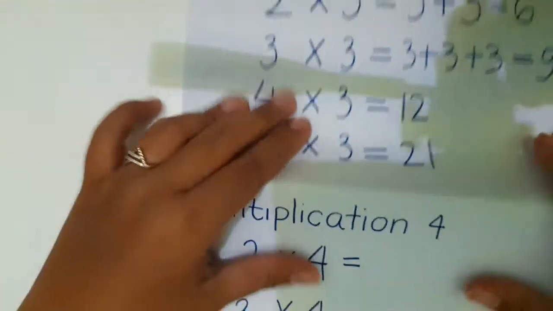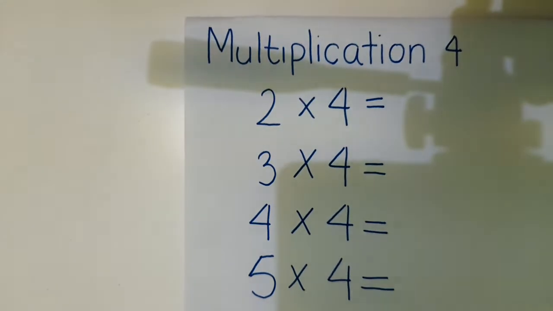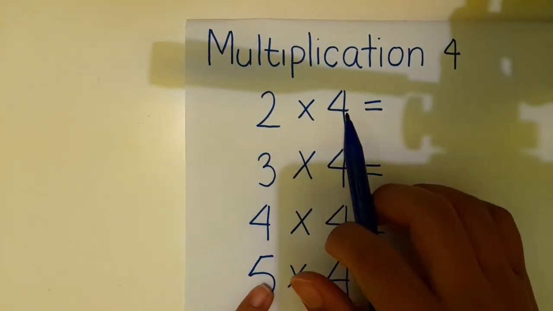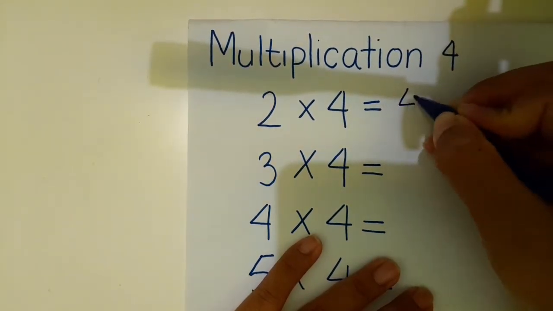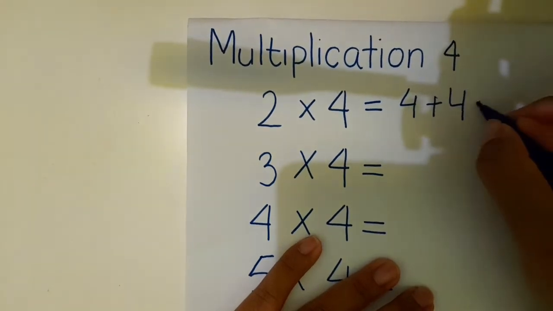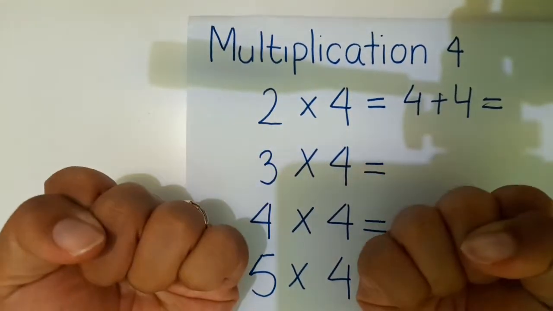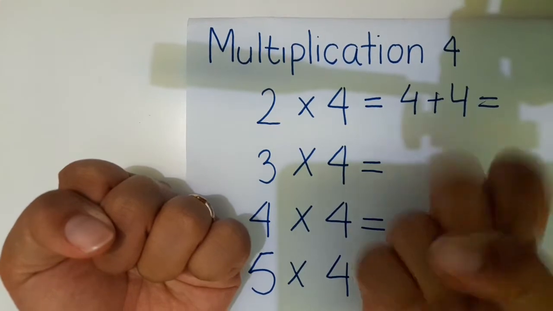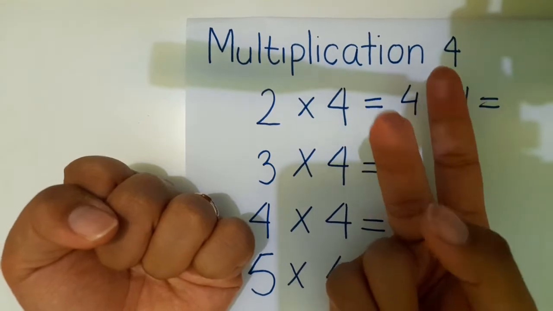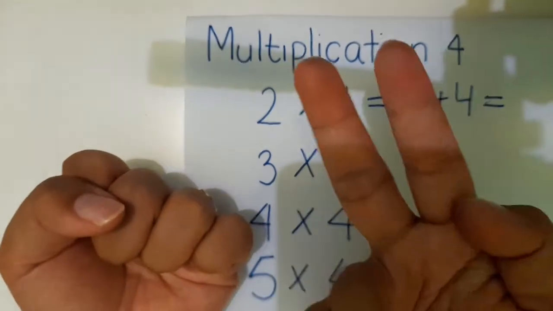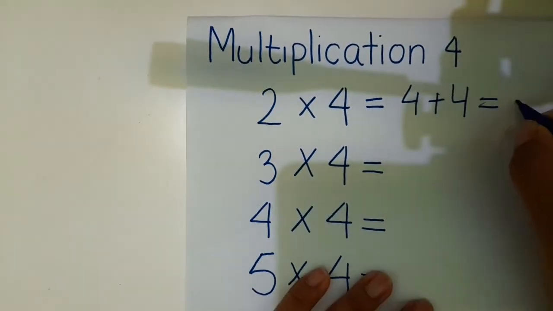I have the equation here, multiplication 4. So for the first equation, 2 times 4 equals, it means that as repeated addition, you can write 4 plus 4, right? Equals, and you can prepare your fingers here. You have to close up here, and you have to show up 2 fingers. And then you can count it, 1, 2, 3, 4. 4 plus 4 equals 1, 2, 3, 4, 5, 6, 7, 8. So the answer is 8.